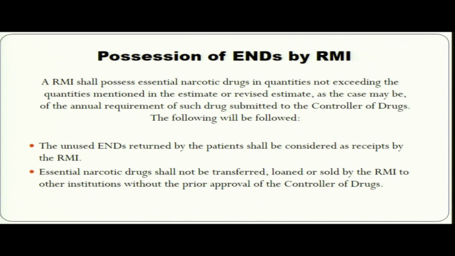Possession of NDPS by RMI. RMI shall possess essential narcotic drugs in quantities not exceeding the quantities mentioned in the estimate or revised estimate, as the case may be, of the annual requirement of such drugs submitted to the Controller of Drugs. The following will be followed: the unused NDPS returned by the patient shall be considered as receipts by the RMI. Essential narcotic drugs shall not be transferred, loaned or sold by the RMI to other institutions without the prior approval of the Controller of Drugs.